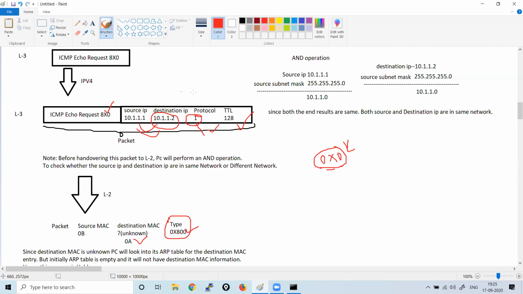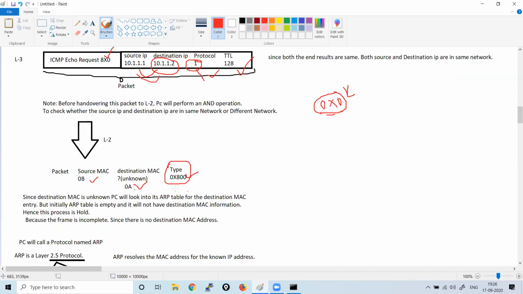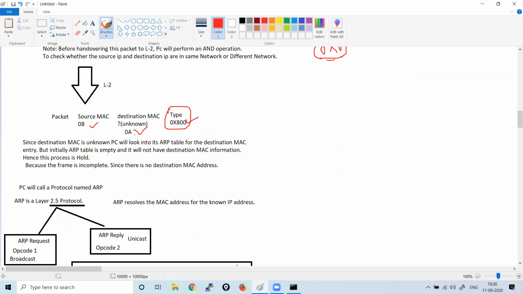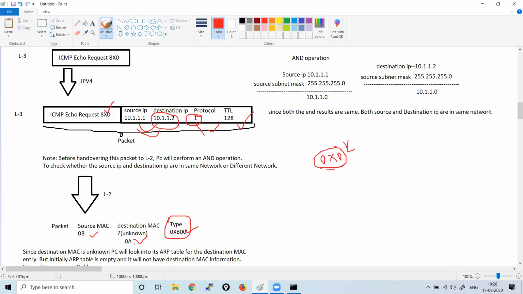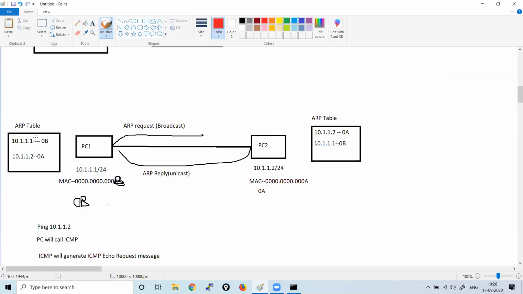After that, once this packet is complete, the packet is handed over to layer 2. At layer 2, the source MAC address is added, inverse: 0A, A0 is B, 0B, then 800. The frame is then handed to the physical layer. Then the same process. The reply will come over here.